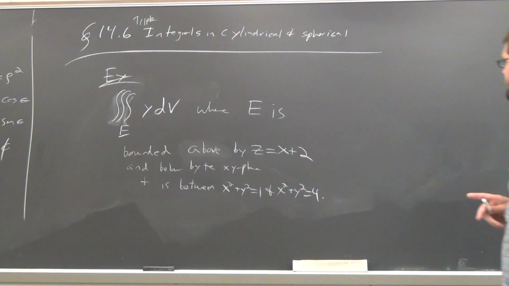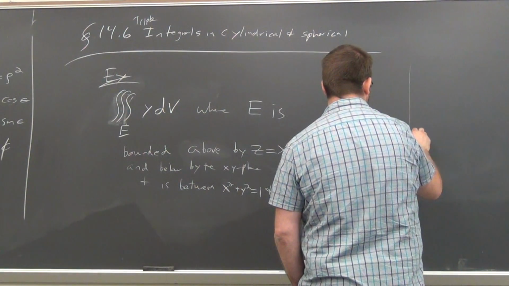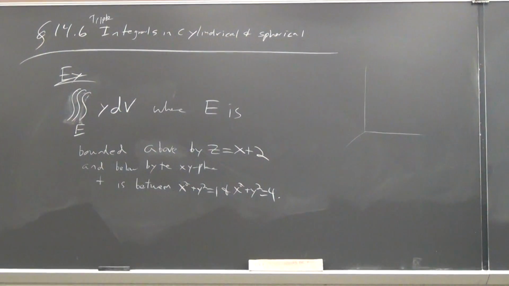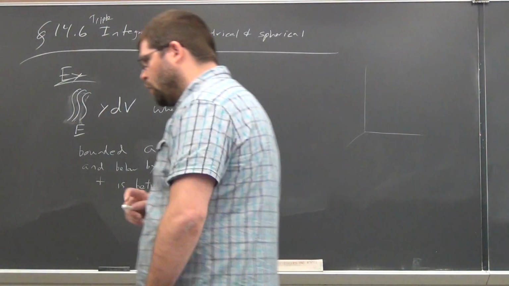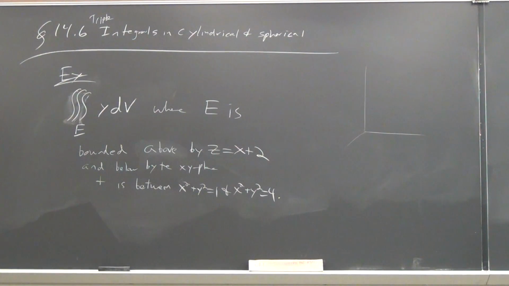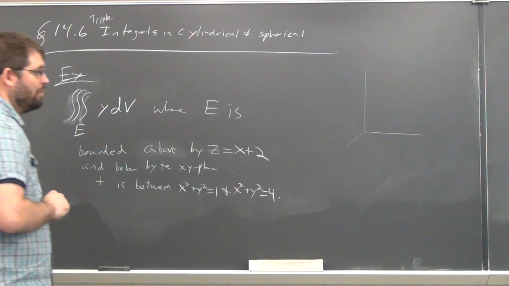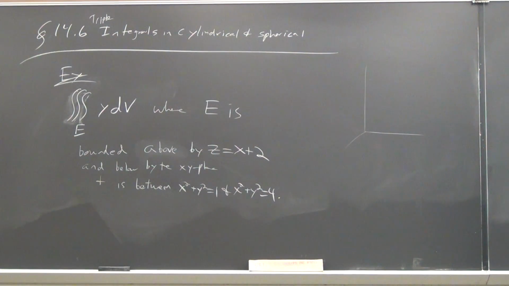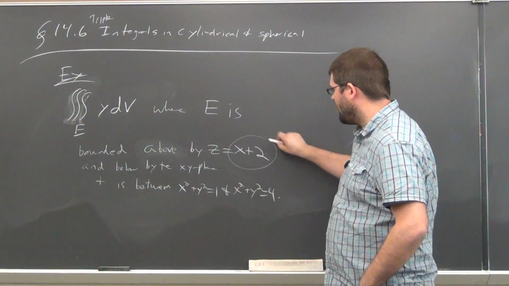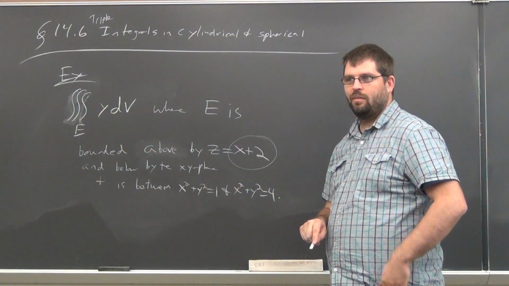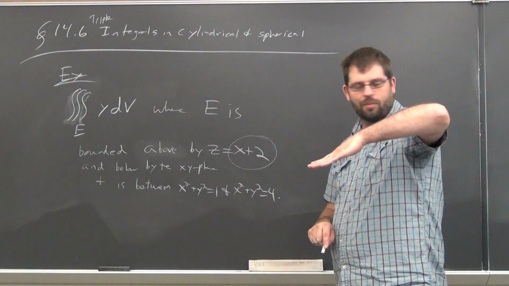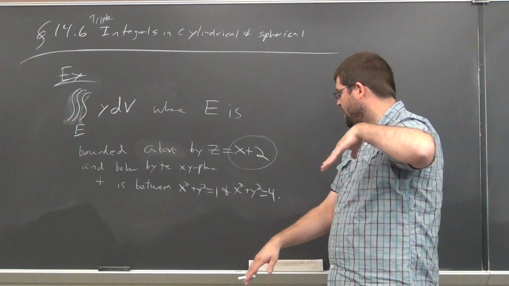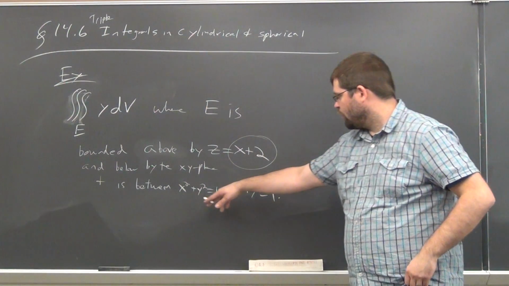So again, our first step is to draw this region. And I don't know that I really care about drawing the entire region. You were told it's bounded above by something and below by something, and I would take that as truth. The top is going to be z equals x plus 2, which is a plane, so you have a plane coming through space. The bottom is the xy plane, so that's sitting down here. And then you're between these two guys.